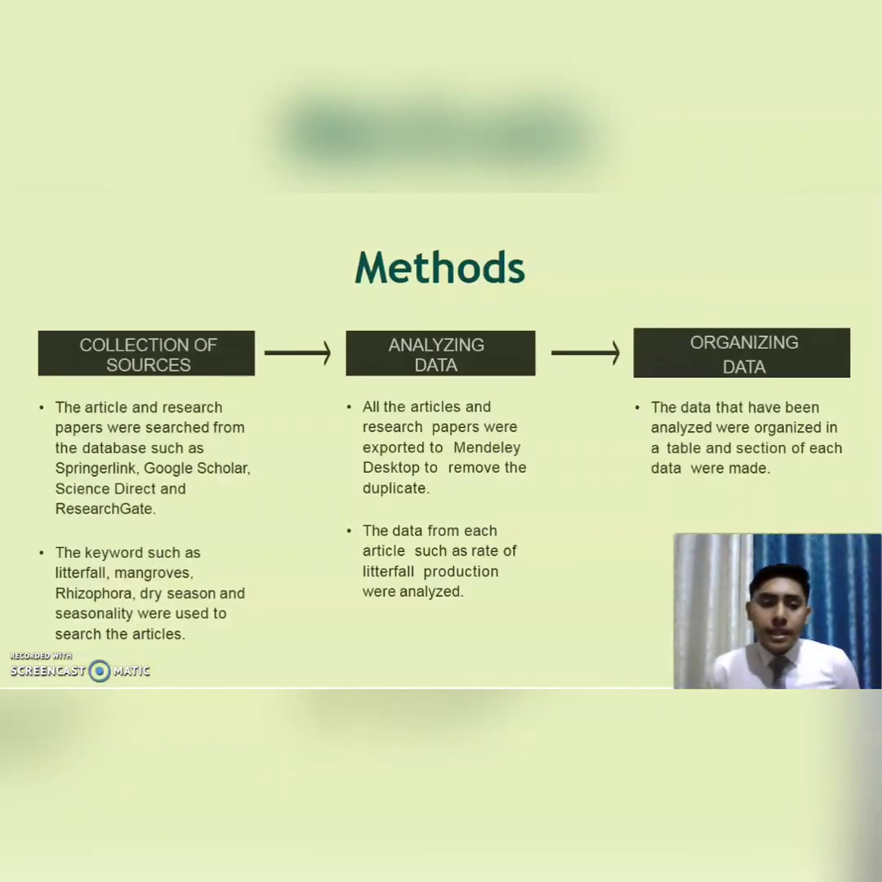Method. The methods that I use: first step is collection of sources. The articles and research papers were searched from databases such as SpringerLink, Google Scholar, ScienceDirect, and ResearchGate. Next, the keywords such as litterfall, mangrove, Rhizophora, dry season, and seasonality were used to search the articles.